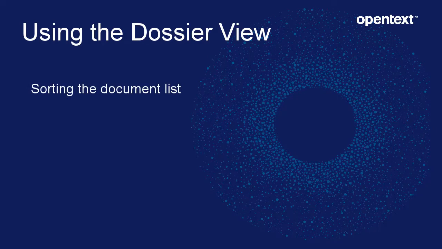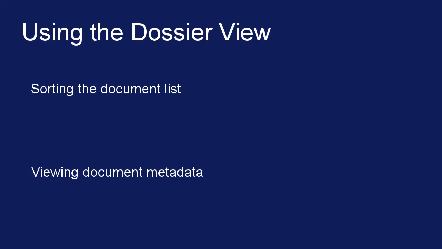You can sort the document list by creation date or by classification. You can filter the list by searching for classifications. You can view the metadata attached to the document. Let's get started with sorting the document list.